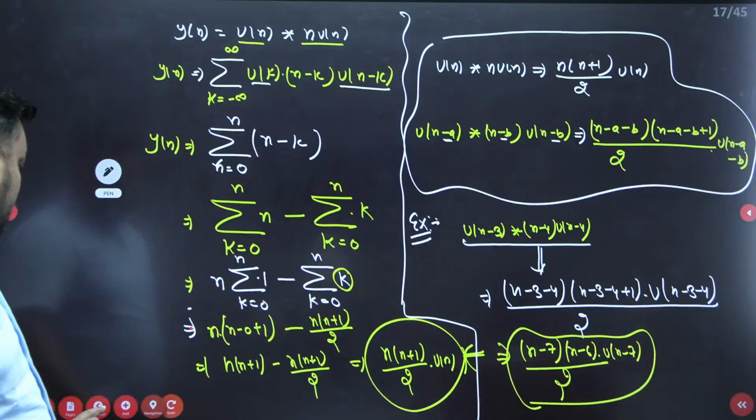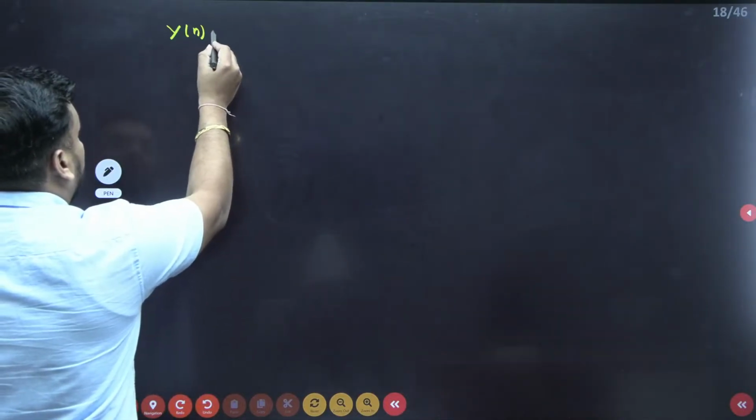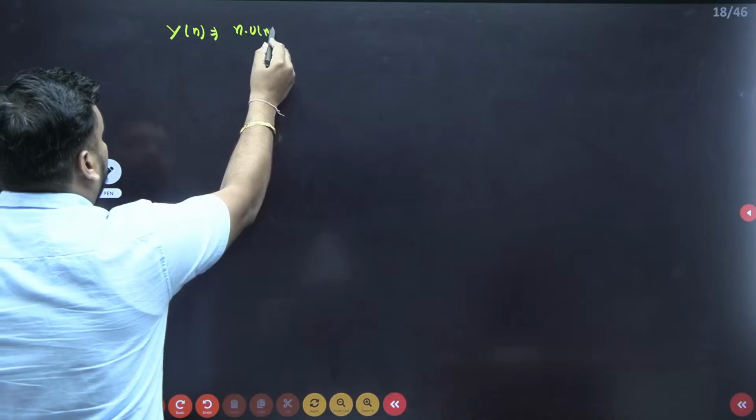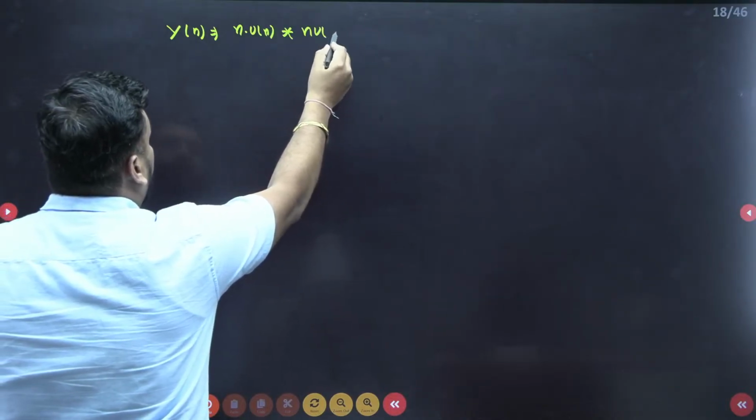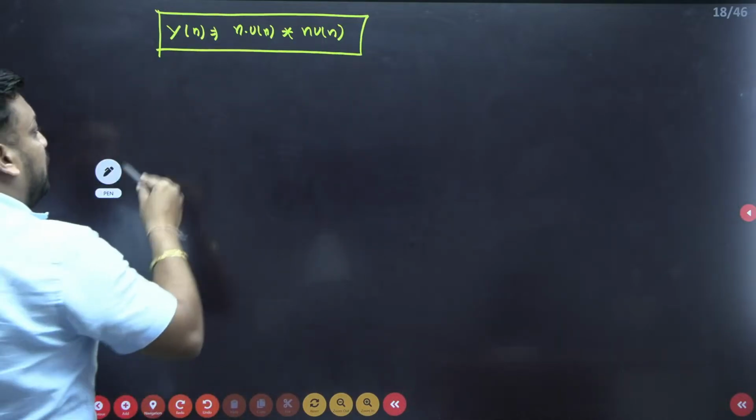Suppose that now I am writing the question this. y of n equal to, this time we have to solve ramp to ramp, n u n convolution with n u n. Can you solve this question guys now? Just apply the final formula.